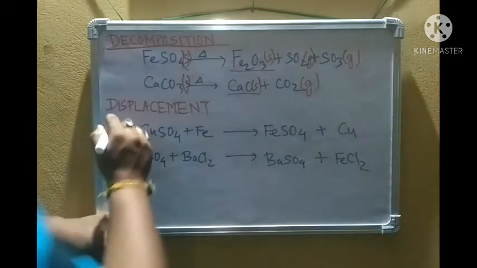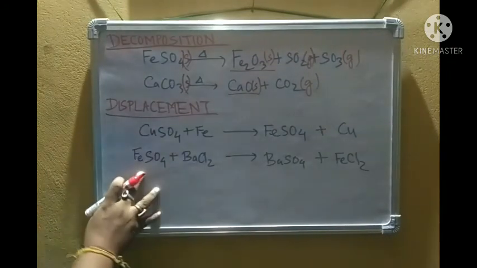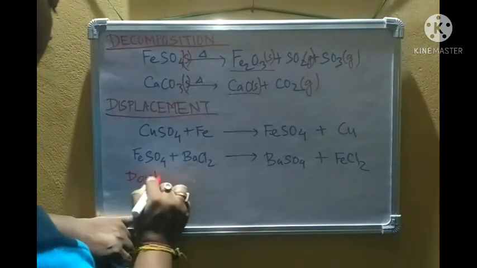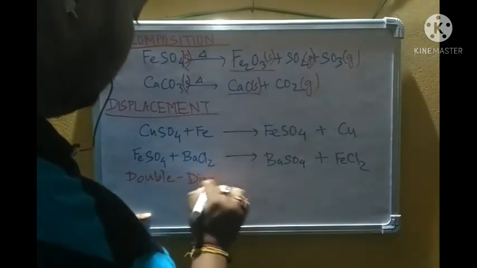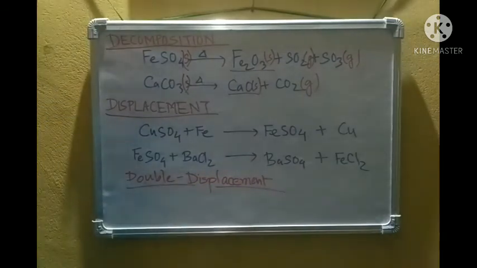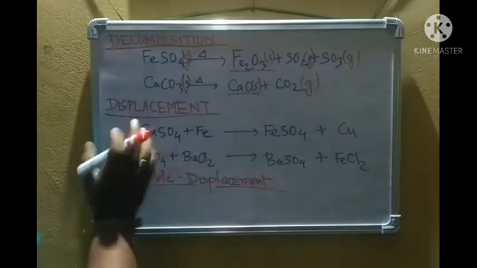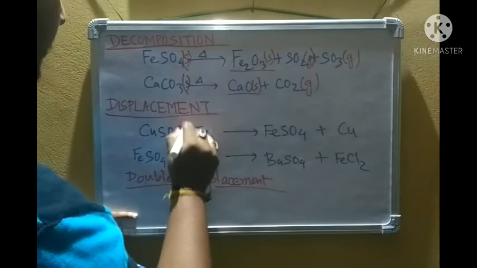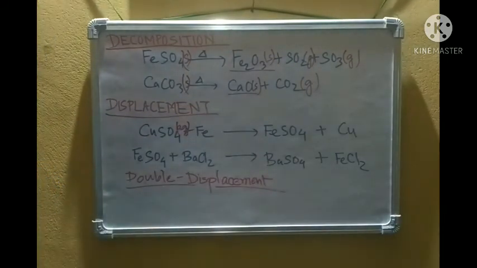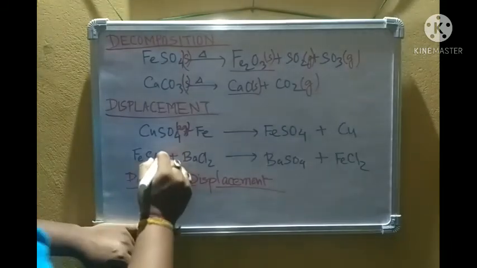Now let us come to the displacement reaction. There will be displacement or double displacement. This is an example of a displacement reaction, and this is an example of a double displacement reaction. What you can see is that the salts on the reactant side are generally in their aqueous state, because they are taking part in the reaction. If they were in their solid state, it would be difficult for them, or the reaction would take much longer. So generally in displacement or double displacement reactions, the salts on the reactant side are in their aqueous state.